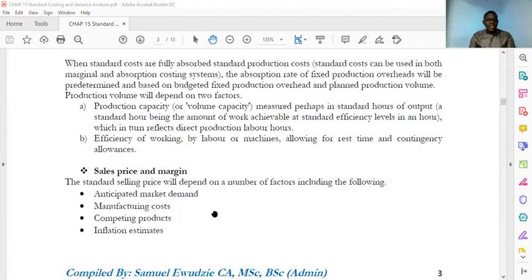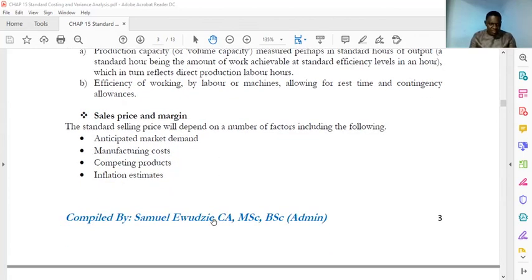Good. Now let's look at sales price and margin. Standard selling price will depend on a number of factors, including the following: anticipated market demand, manufacturing costs, competing products, inflation estimate. So we are looking at factors that may influence the setting of a standard selling price.